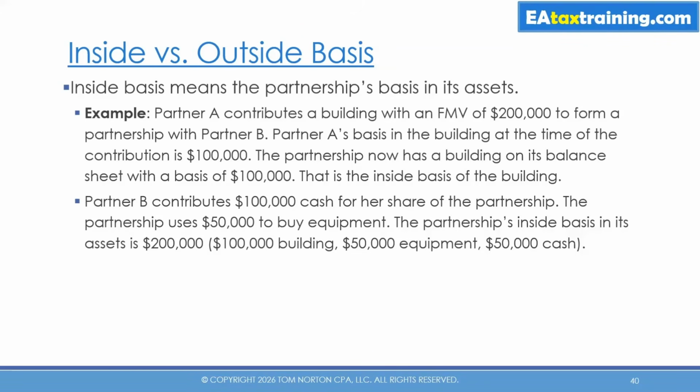The partnership has a $100,000 building. They will now take depreciation expense based on $100,000. If they sell that building, their basis in that building is $100,000. So that's their inside basis of that building. Partner B then contributes $100,000 of cash for her share of the partnership. The partnership uses $50,000 of it to buy some equipment. The rest of it they keep in the bank. So the partnership now has an inside basis in its assets of $200,000. They have a $100,000 building, $50,000 worth of equipment, and $50,000 worth of cash.